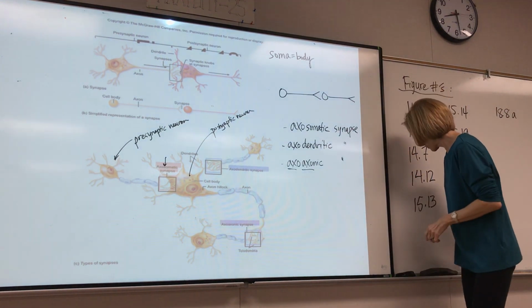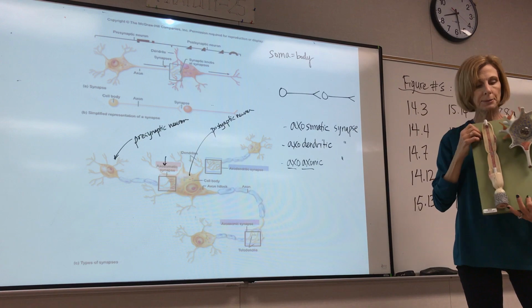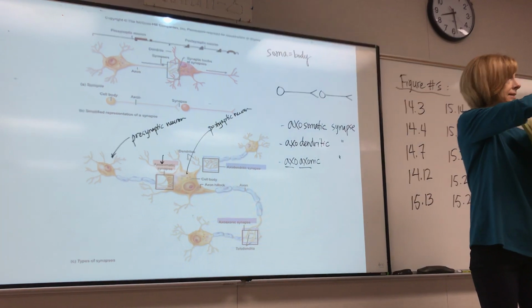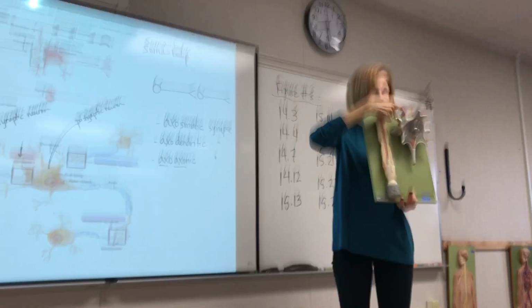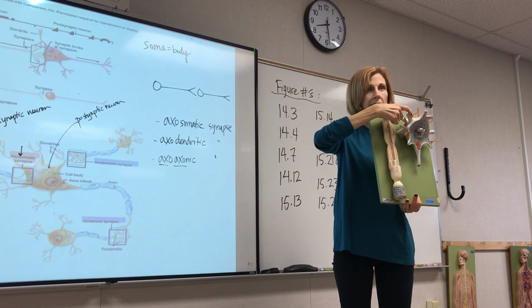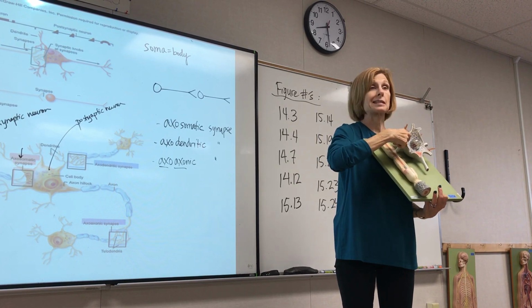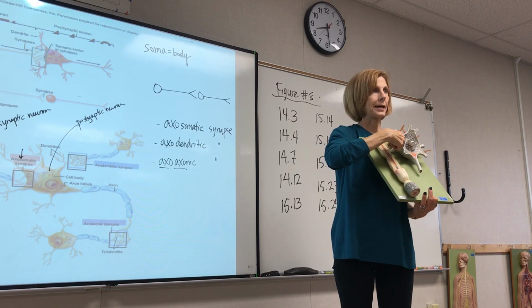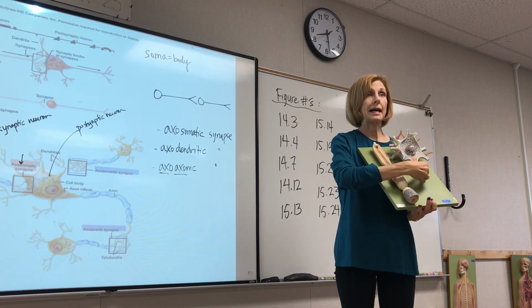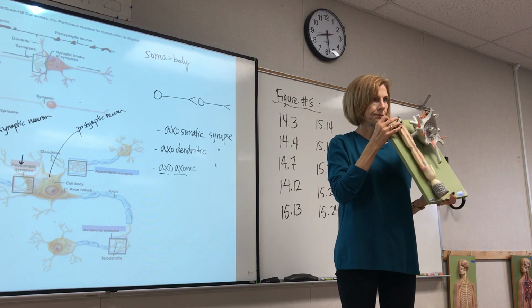If you take a look at the model, you will see the model also shows you different locations for the synapses. So this one, notice the axon is synapsing on the dendrite here. So this would be an axodendritic. Okay, this one is on the cell body or soma. So this would be an axosomatic. This actually does not have an axoaxonic synapse on it, but it shows you the other two.